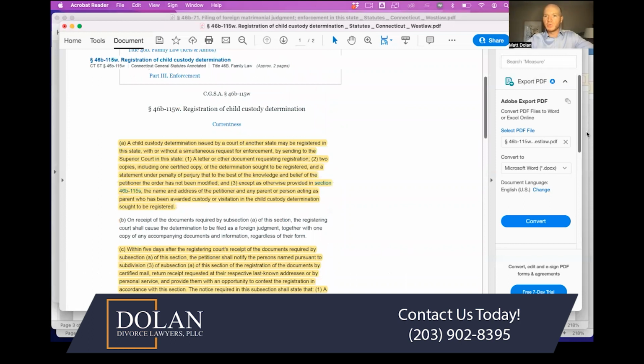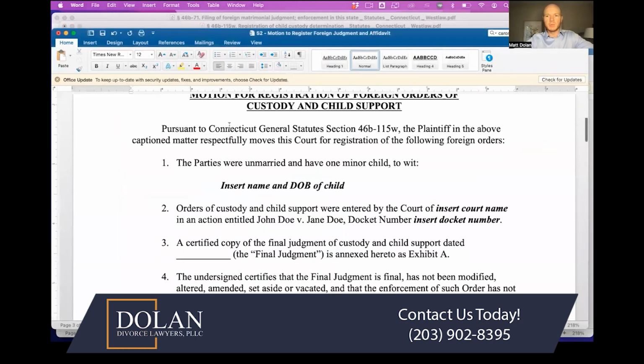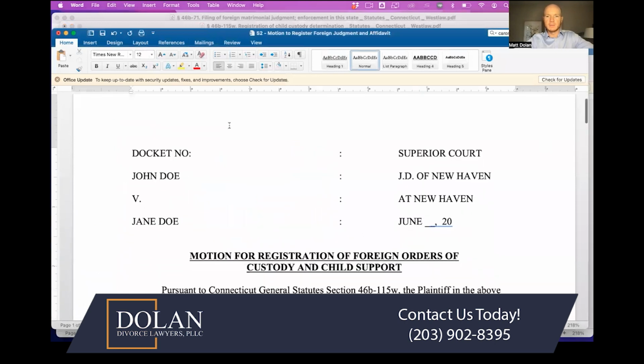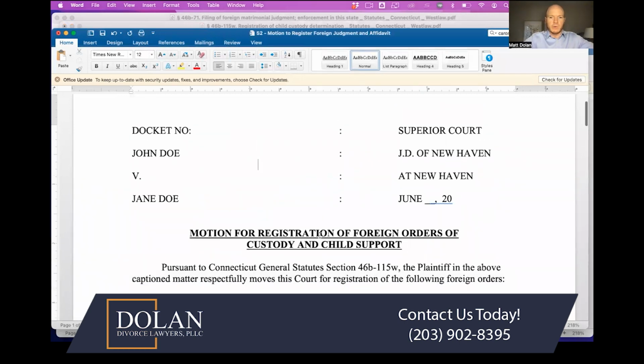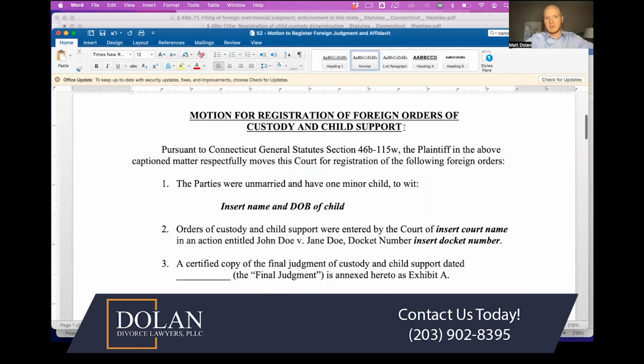So let me show you. I'm not going to show any samples on registering an out-of-state divorce agreement, but I will show a sample on registering an out-of-state custody order. So the first document you're going to need is a motion for registration of foreign orders of custody and child support, or just custody if there's no child support. So you just put that pursuant to section 46b-115w, which is the statute I just showed you.